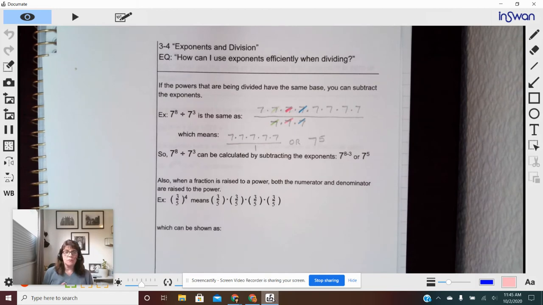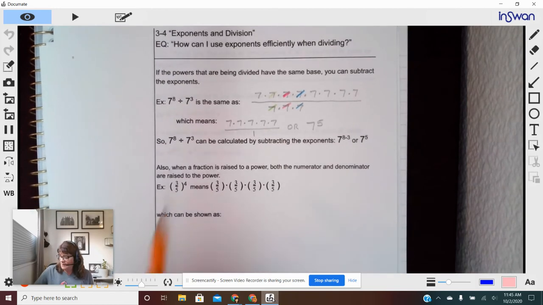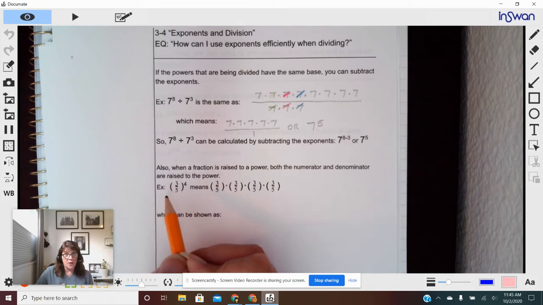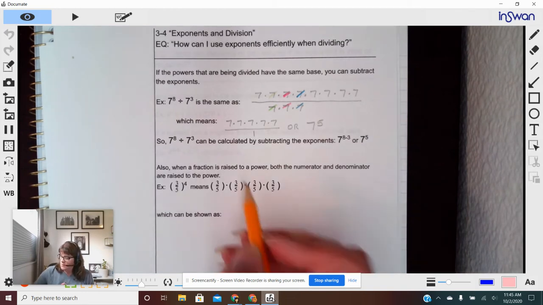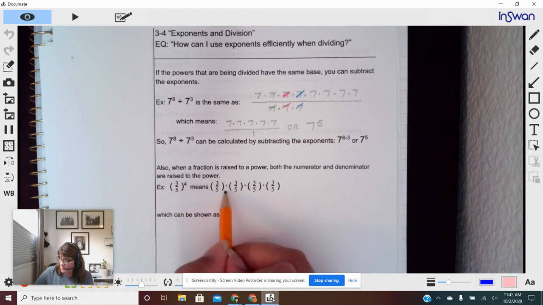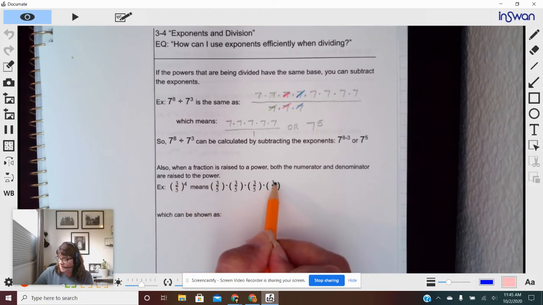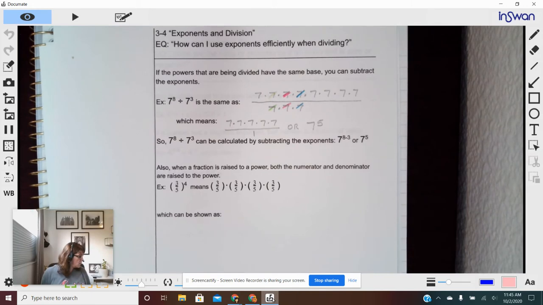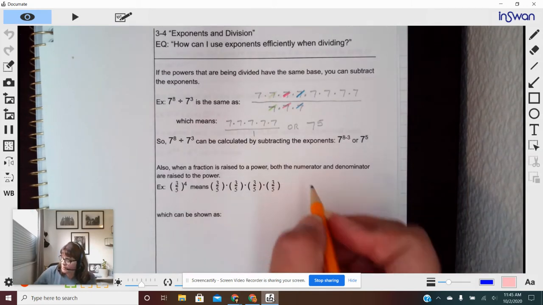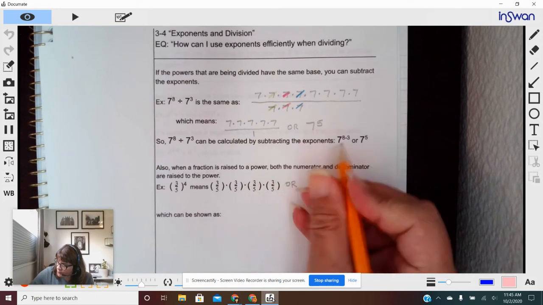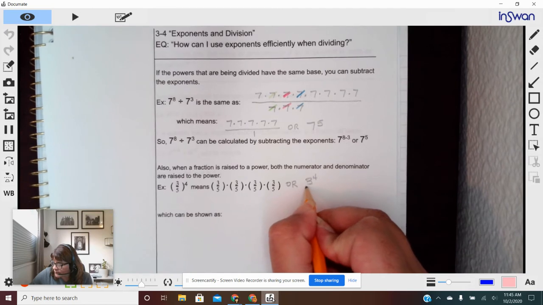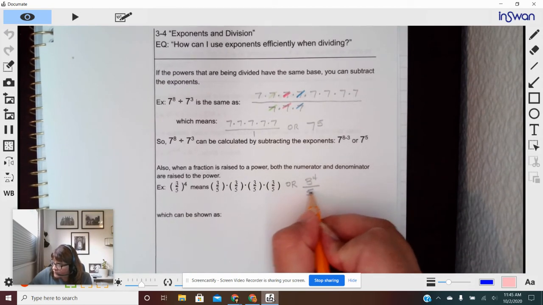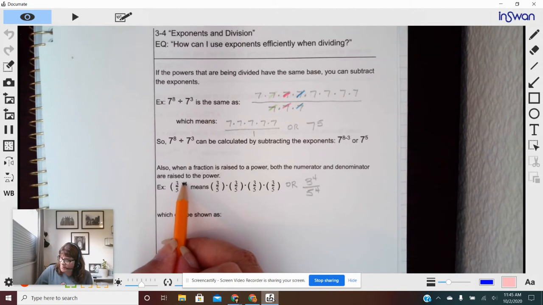Now, what if it's already a division problem, a fraction, and that is raised to the power? Okay. There are two ways to show this. It means that this is this fraction that many times. Okay. Which can also be shown as 3 to the 4th power over 5 to the 4th power. Notice that that can be distributed.